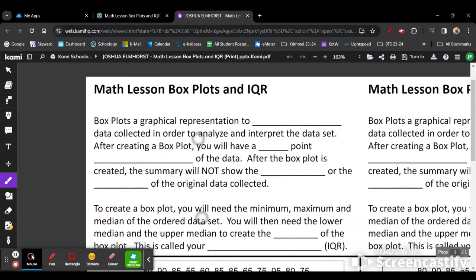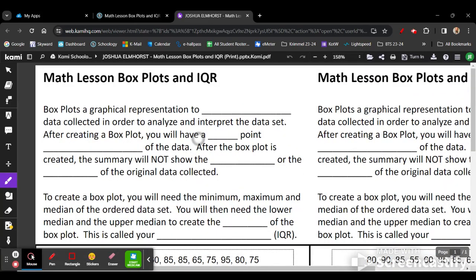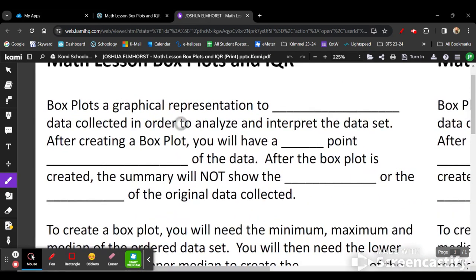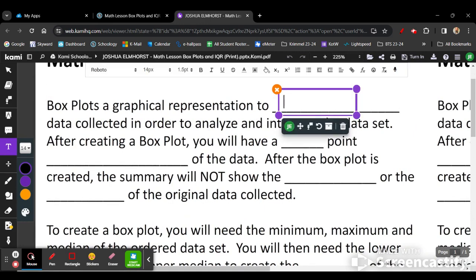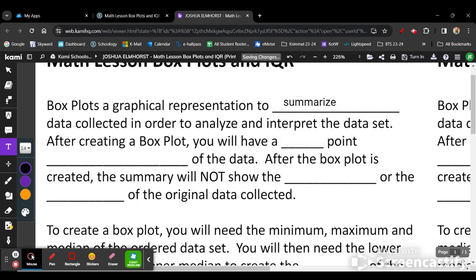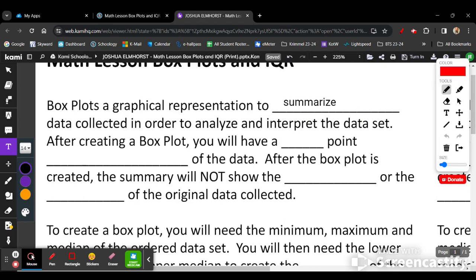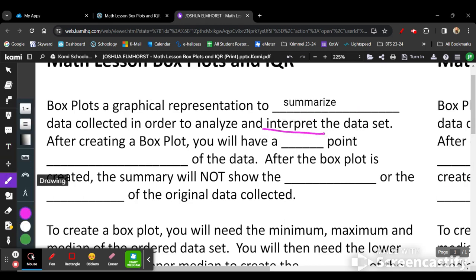This is Mr. Elmhorst with the math lesson on creating box plots and finding IQR. IQR is going to represent interquartile range. So the box plot is a new representation that is going to summarize data that is collected in order to analyze and interpret the data set. Analyzing and interpreting. So once you summarize the data, you're going to have 5 points.